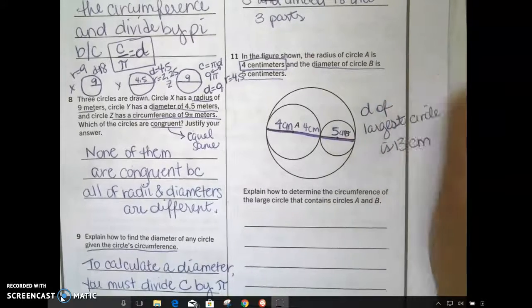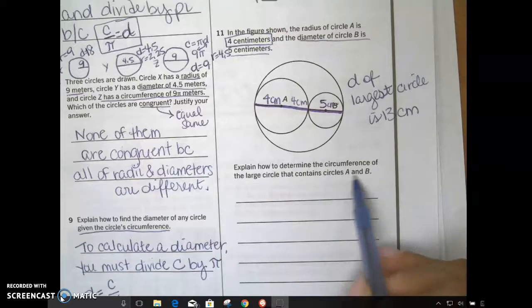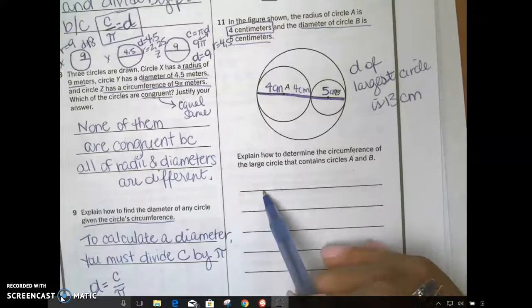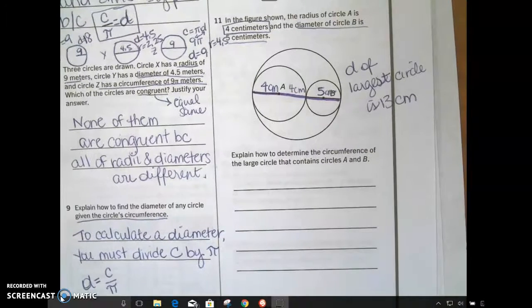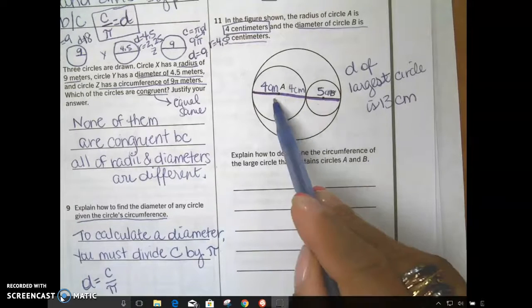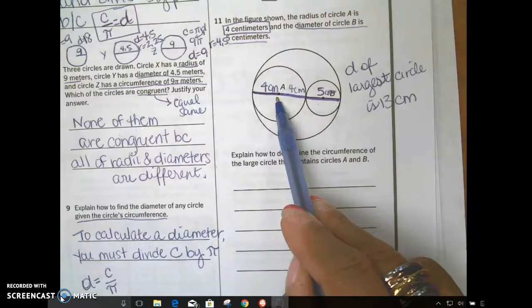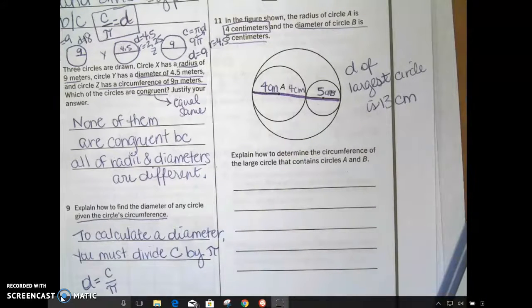13 centimeters. How to determine the circumference of the large circle that contains circles A and B. So what did we do? We added the diameter of B to the diameter of A, and then we multiply it by pi.